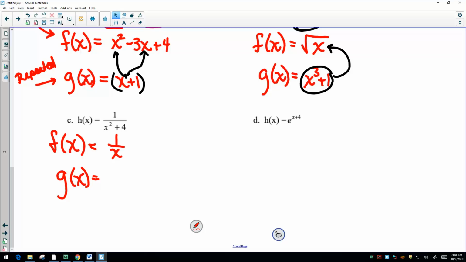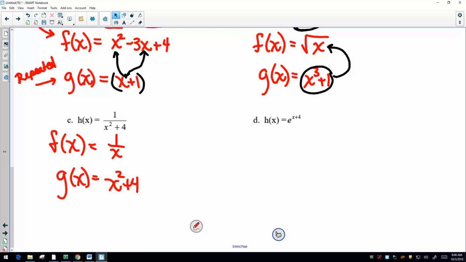So what does that show me? That shows me my denominator, x squared plus 4, must be the g of x function, the stuff I'm going to plug into f of x to make h of x. And again, is there more than one way to do it? Sure. I just found this one. This worked for me. If I recompose it, I will get h of x.